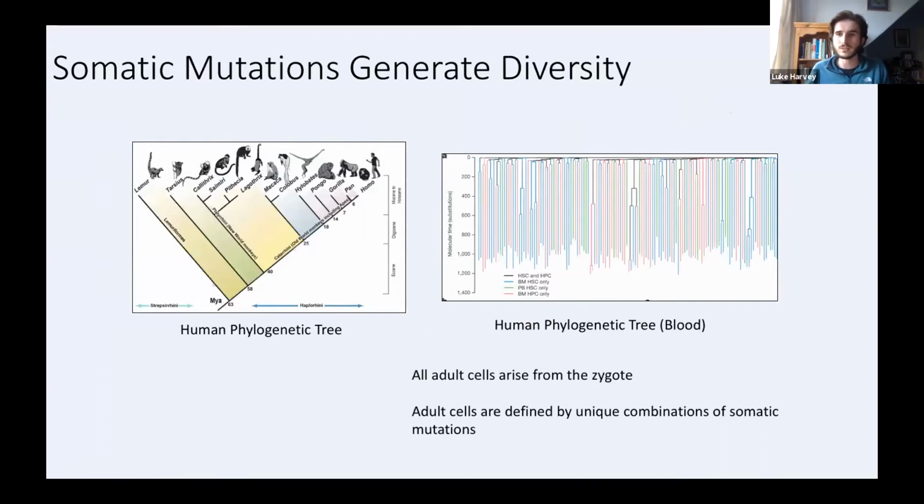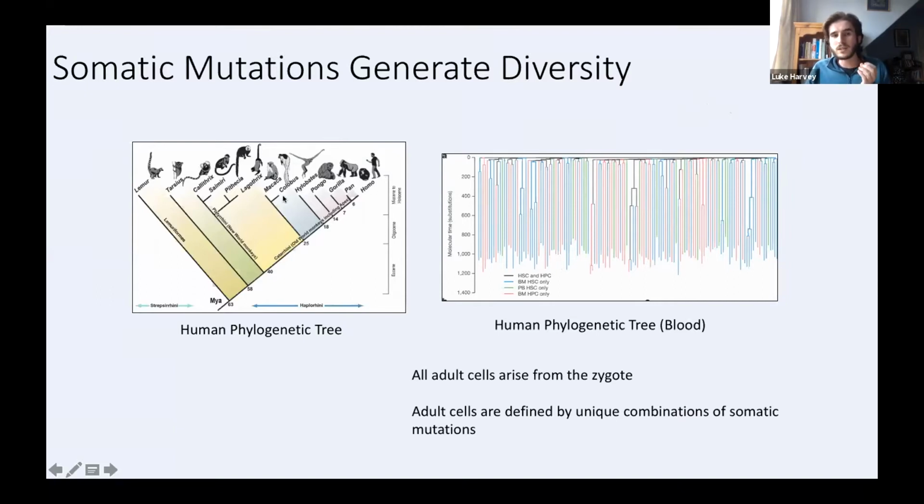If we take any 2 cells from our body, they will have different patterns of somatic mutations. And we can use that to tell how related 2 different cells are to each other. So in the same way that we share mutations with a whole array of monkeys, as you can see on this phylogenetic tree, all the cells within our body also share mutations with each other.